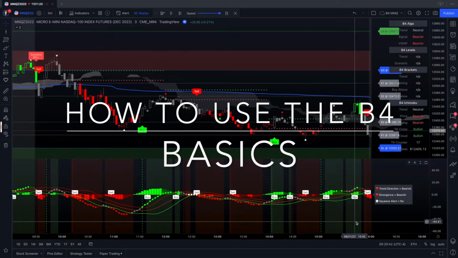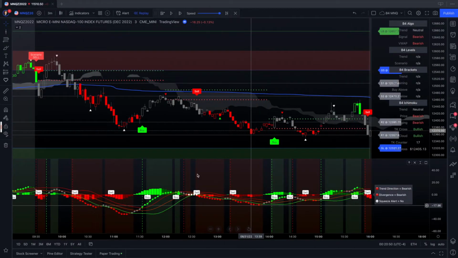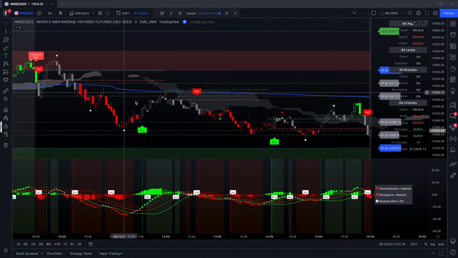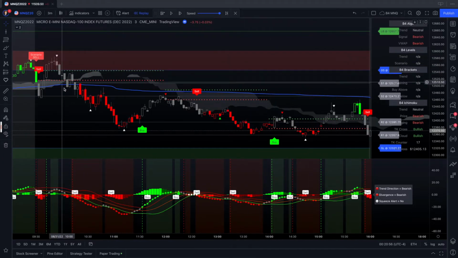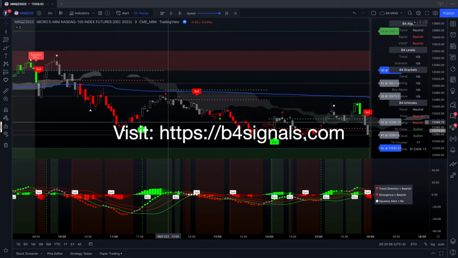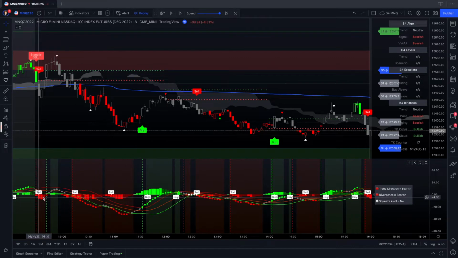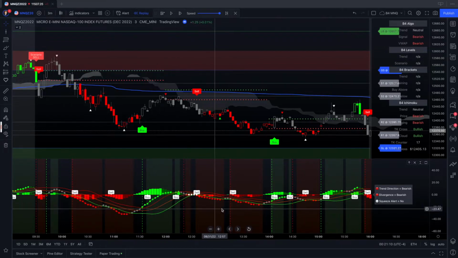I just wanted to take a moment to show you guys how we teach our VIP members to use the B4, how to use it in conjunction with the rest of our system. We have a complete trading system that we use in complete confluence with the B4. The B4 is designed to catch every ripple in the market, every minute detail.